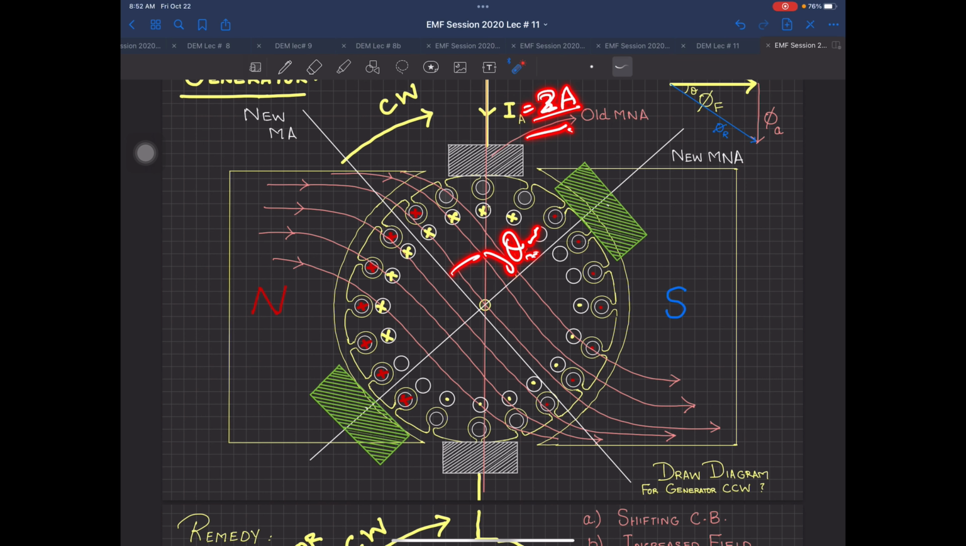So this is variable. The problem here with armature reaction is this, that this is variable because the value of current inside these conductors, the cross and dot, they are changing. If it's a motor or a generator, the value is changing. Your phi A, the length of this vector, is changing.